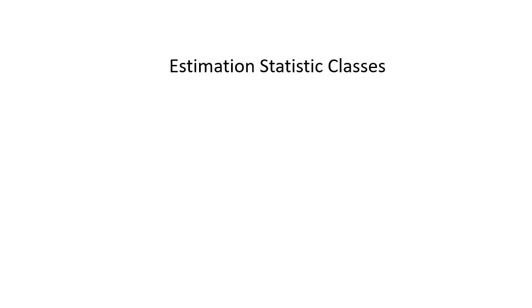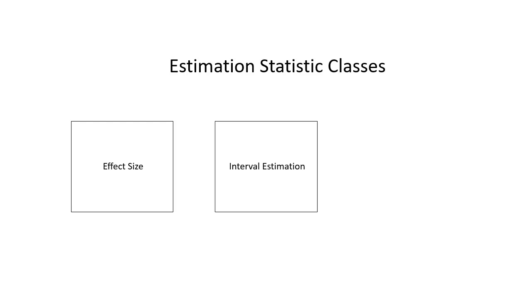The three main classes include, number one, effect size. These are methods for quantifying the size of an effect given a treatment or intervention. Number two, interval estimation. These are methods for quantifying the amount of uncertainty in a value. And number three, meta-analysis. These are methods for quantifying the findings across multiple similar studies. You will look at each of these groups of methods in more detail in the following section.